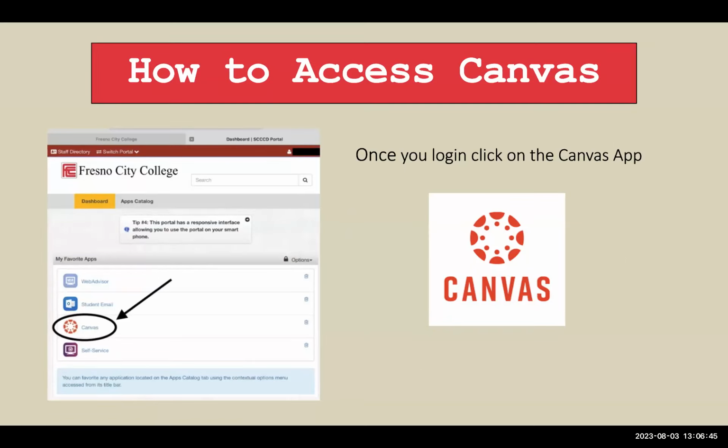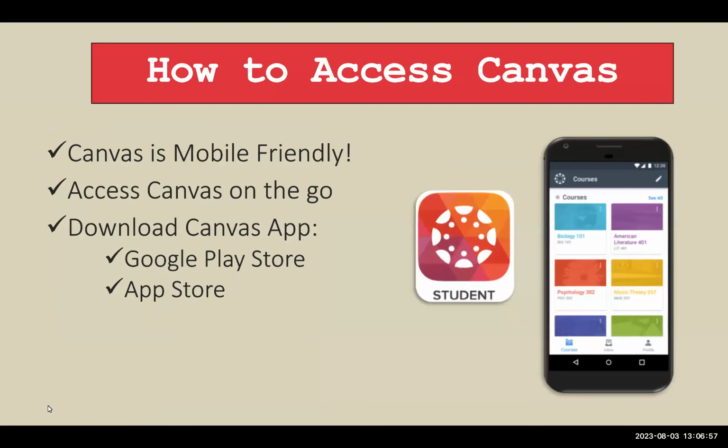Okay, so now we're going to go over how to access Canvas. Once you log into the Canvas app, you should see the icon of Canvas. Another way to access Canvas is that it's actually mobile friendly. This is my favorite part about Canvas, having it on phone, because nowadays we have access to our phone. It's part of our life now, so it's really easy to be informed quickly. So have access to Canvas on the go, and you're able to use the Google Play Store and Apple Store.